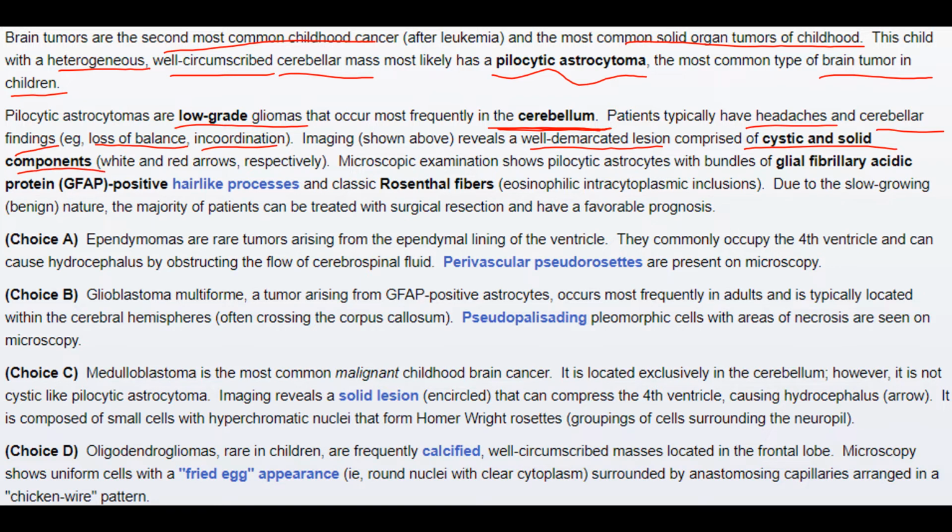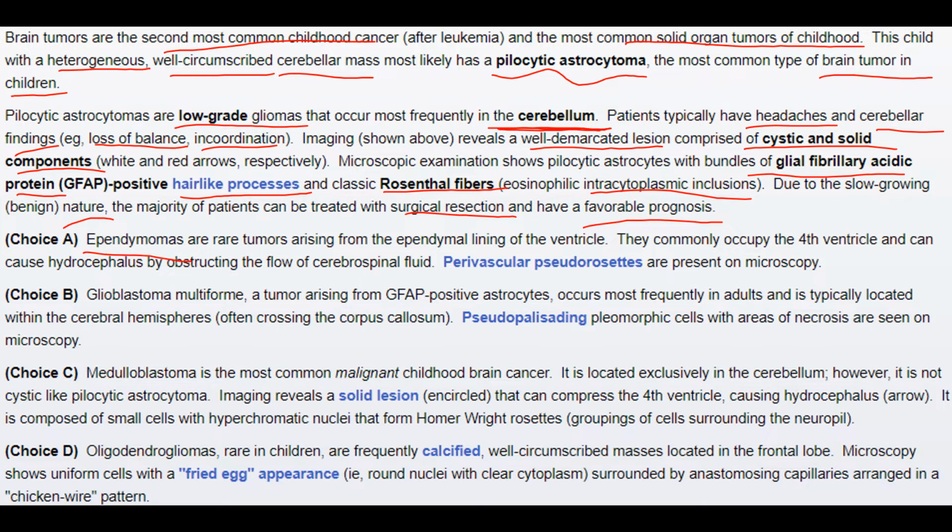Microscopic examination shows pilocytic astrocytes with bundles of glial fibrillary acidic protein, or GFAP positive, hair-like processes and classic Rosenthal fibers that are eosinophilic intracytoplasmic inclusions. Due to the slow growing nature, the majority of patients can be treated with surgical resection and have a favorable prognosis. The other choices were incorrect, as in choice A.